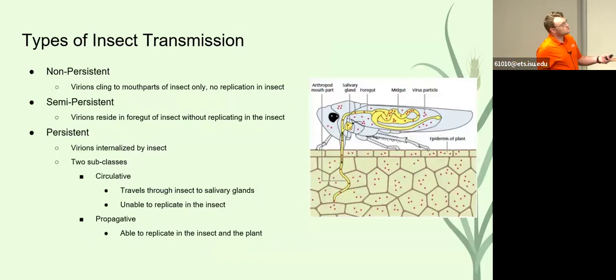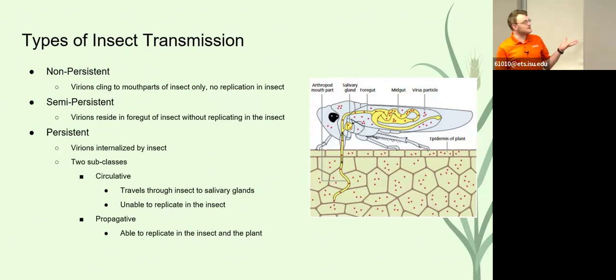Okay, so types of insect transmission. We're scientists, which means we have to break everything up into categories, right? We have to be more and more and more specific. So there's non-persistent. Non-persistent means that the virus just gets on the mouth of the bug when he bites it, and then when the bug goes and bites another plant, it falls off the mouth and gets on there.